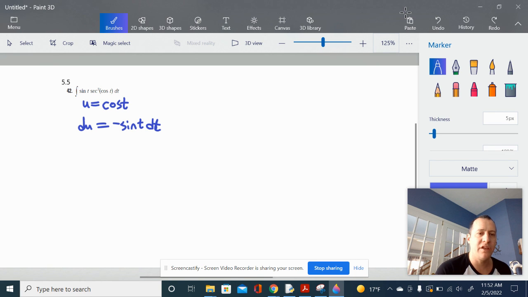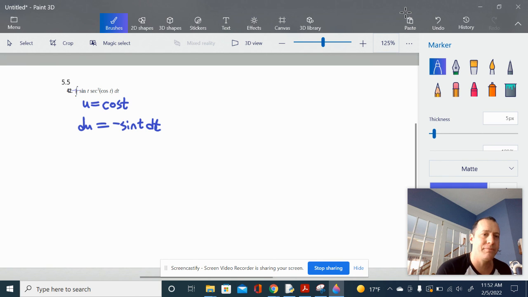And so we have the secant squared of u, but then we also have this sine of t dt. That's going to become our du. All we need is a negative, right? We need it to be negative sine of t dt. So what I like to do is just kind of throw a negative in there. Right, I want negative sine of t dt, so I'll just make that negative. And then since I multiplied by a -1, I will also multiply by a -1 on the outside because it's a constant multiple. And so you can do that, right? You can move a constant from inside to outside.